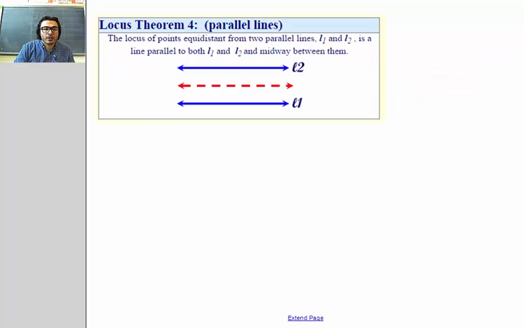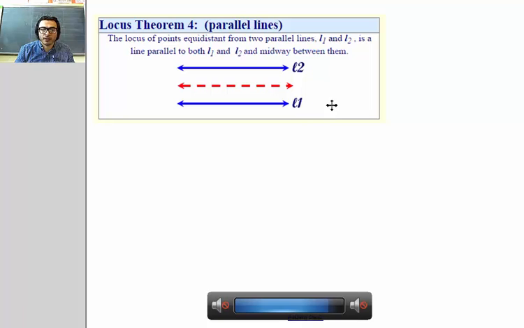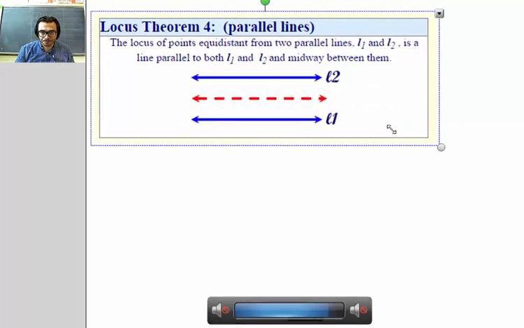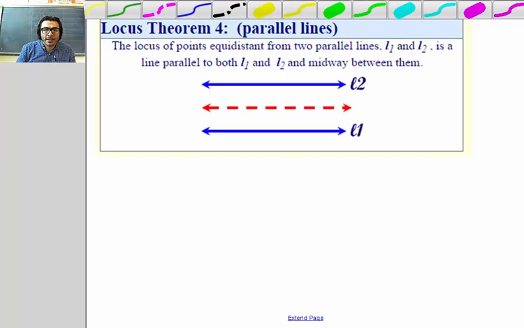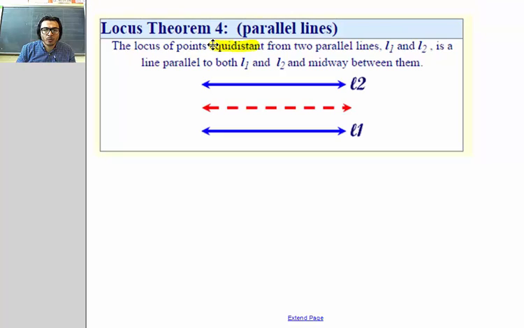All right, let's get right to Locus Theorem 4. So this is the fourth video in our locus series, and we're going to look at Locus Theorem 4. In Locus Theorem 4, you are given two parallel lines. Whenever you're given two parallel lines and you want to sketch the locus of points equidistant from them, the result is a line going right through the middle of those two parallel lines.